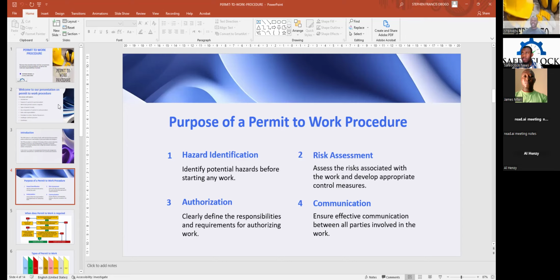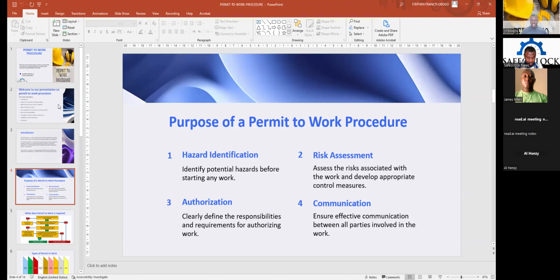Now, like I said, the purpose is for us to identify hazards of such an activity that needs to be carried out, and also to assess the risk of the hazard, okay? And it also gives authorization. So without authorizing such document, nobody can carry out such an activity, because the authorization sets a clear, defined responsibility and requirement for authorizing work. So that is one strong area about the permit to work. If the person who is supposed to authorize the permit is not there to do it, such work activity cannot be carried out.